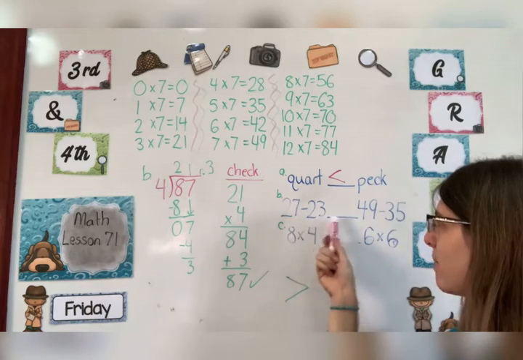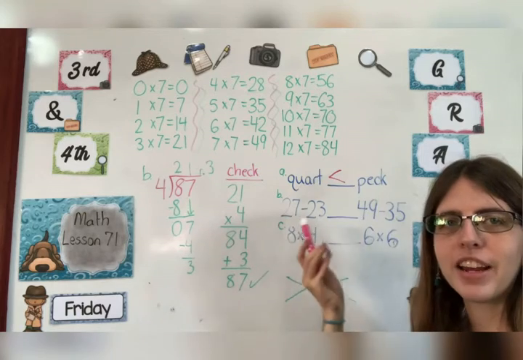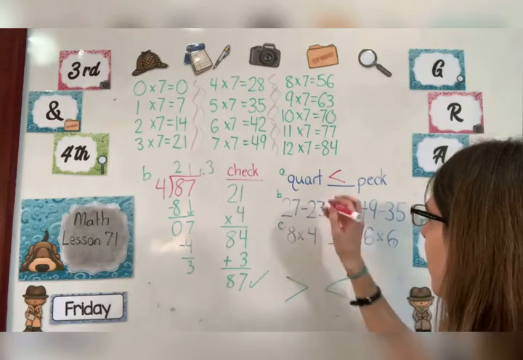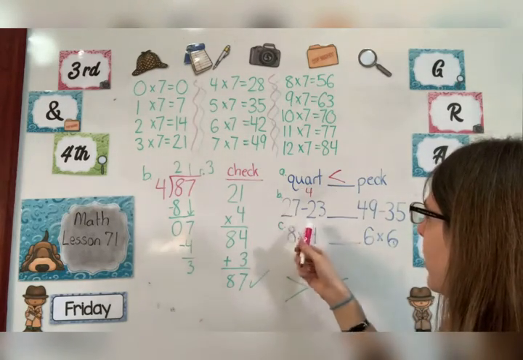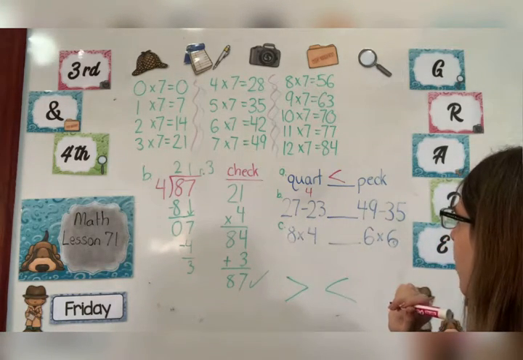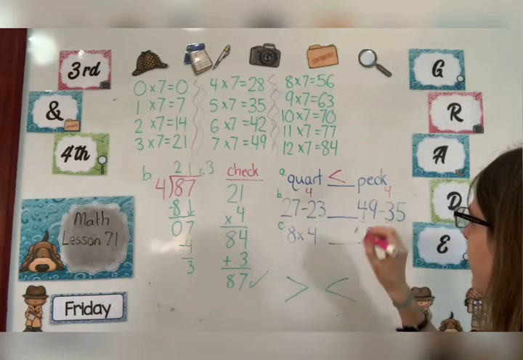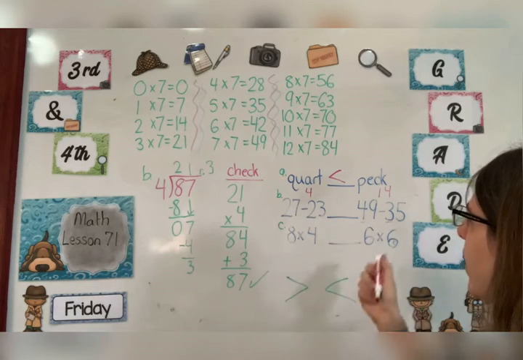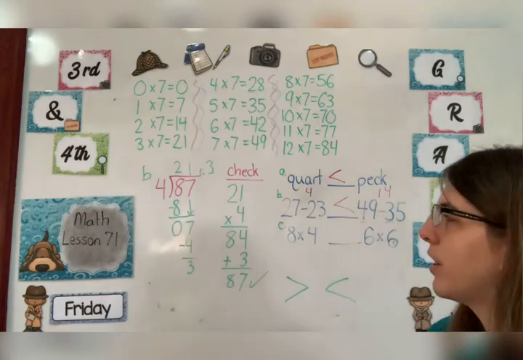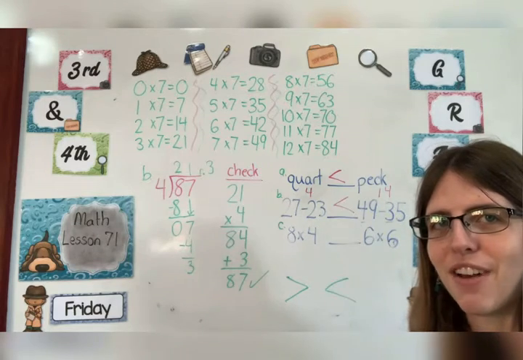Right here I have 27 minus 3 and 49 minus 35. To solve this, first I need to find out what the answer is, then I can compare them. So I subtract my ones place. 7 minus 3 is 4. 2 minus 2 is 0. We're good to go there. So this one is 4. Now I have 49 minus 35. 9 minus 5 is 4. Then I have 4 minus 3 is 1. So I have 4 over here and 14 over here. Well, this is smaller, so I have my bigger side open to the 14. 27 minus 23 is less than 49 minus 35.